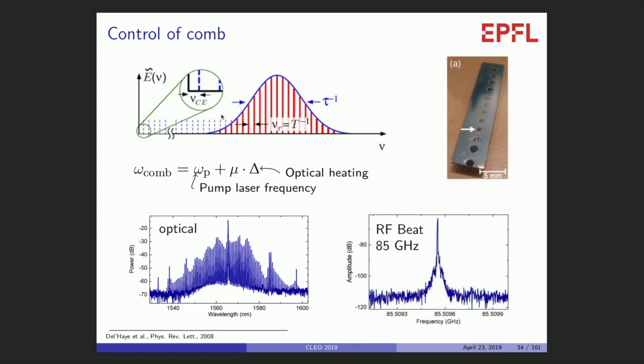In this case, what is shown is that with both the pump frequency and pump power, you can control these two degrees of freedom. And there are some early experiments where the microresonator was completely phase stabilized.